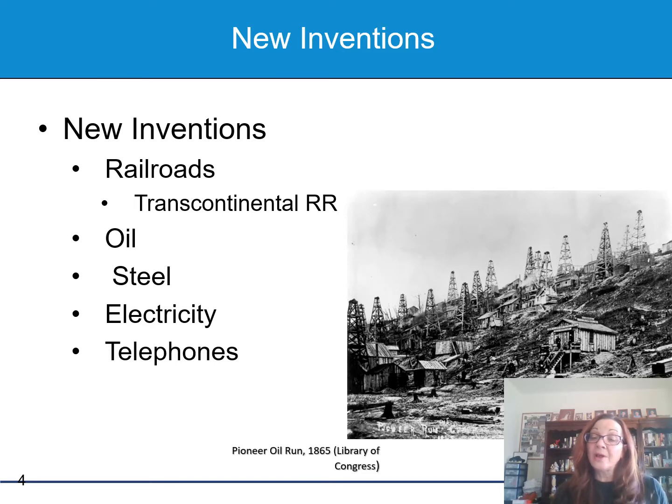And then, of course, another major invention of this time period was the invention of the telephone by Alexander Graham Bell. Telephones, of course, will help in our communications, and anytime you can speed up communications, that, of course, is going to be good for business. So this is just kind of a sampling of some of the major inventions of the time.